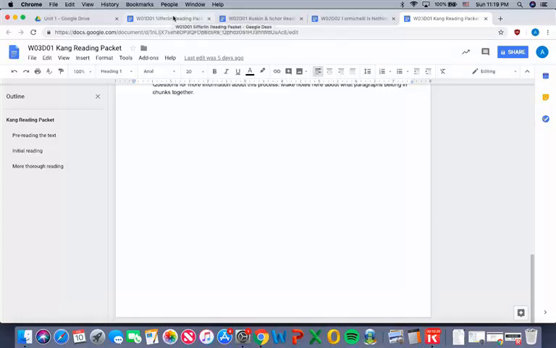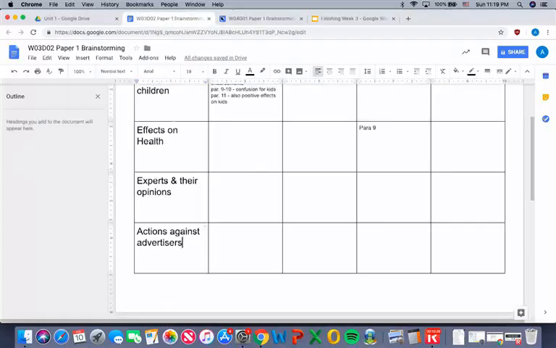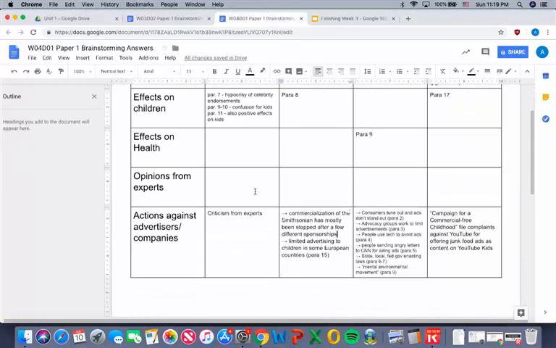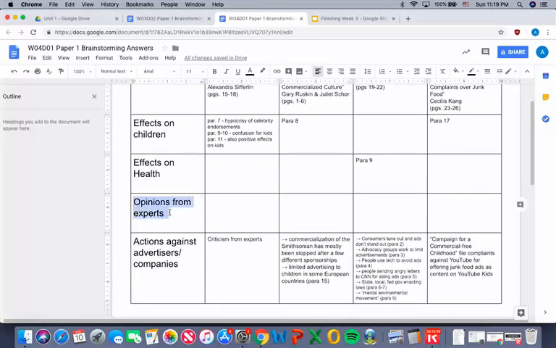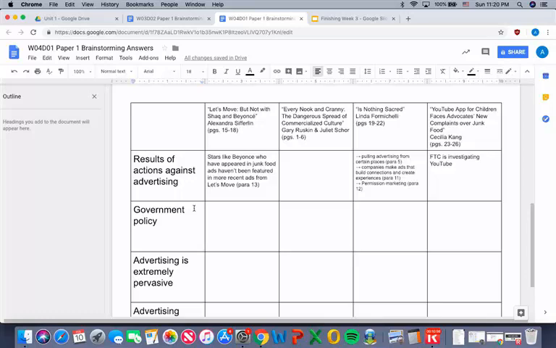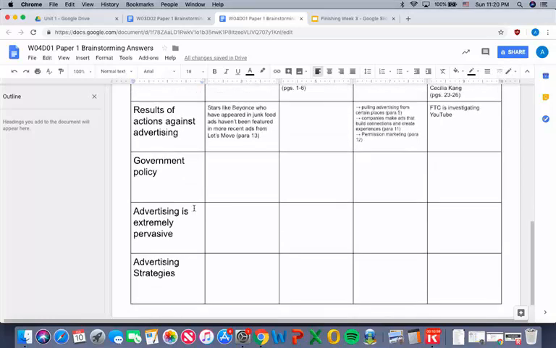So I'm going to show you the brainstorming table that I've been working on a little bit. Just like I did in the other one, I've got this row that is about opinions from experts. And then I have this bottom row that has actions against advertisers and companies. So that's my first page. These are the categories I've come up with, and I came up with some more possible topics.